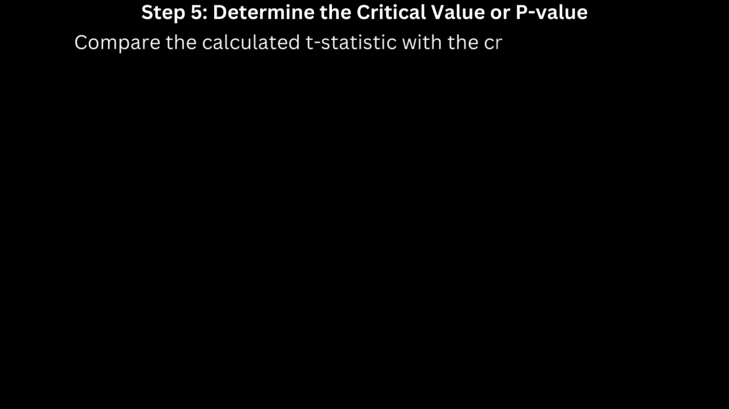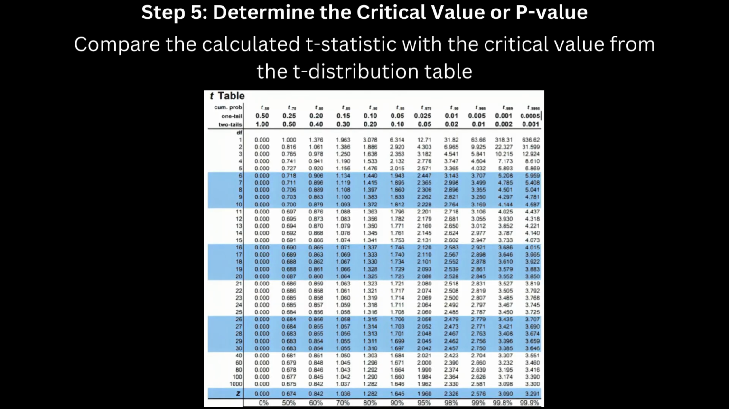Now, step 5. Determine the critical value or p-value. Compare the calculated t-statistic with the critical value from the t-distribution table. In the t-distribution table in front of you, we know the t-value we calculated earlier and we know the degrees of freedom. In this table, on the left side, we have degrees of freedom. We don't have 56, so we take the nearest number, which is 60. And on the horizontal line, we take 0.05. It is a two-tailed test. So when we do the cross, we get a number, 2.